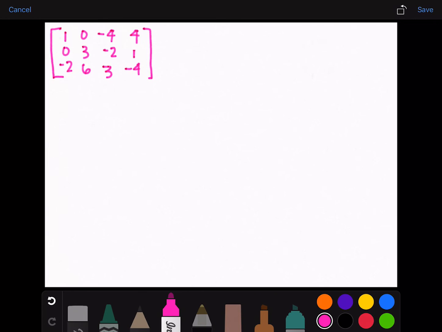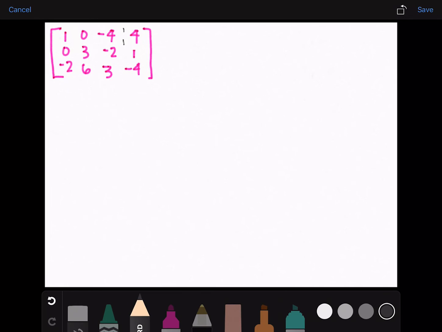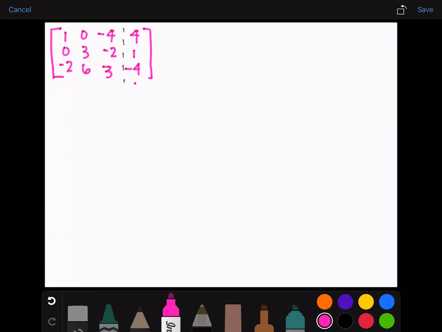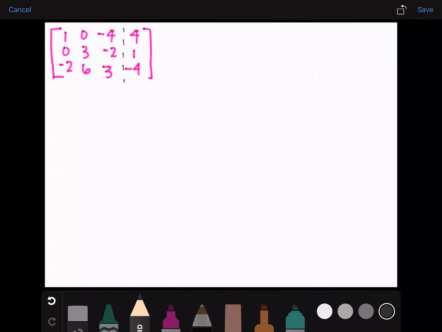So here's our matrix with A and B both in it. You can imagine there's like this dotted line right there, because this column right here is what these will equal, if that makes any sense. If this were written as a system of equations, this line is where the equal sign goes.